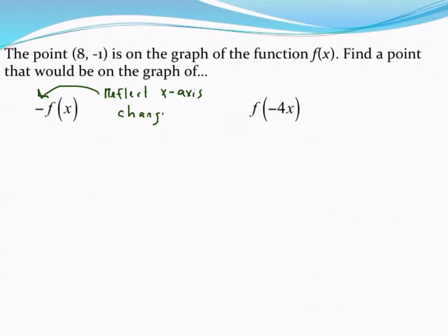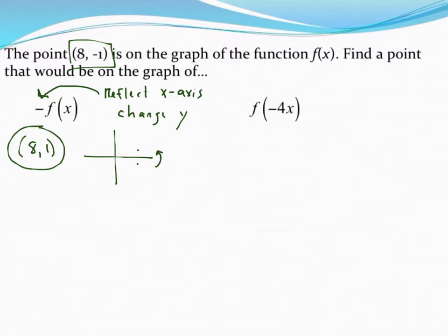If you need to see why that works, you can make a quick sketch and see what's going on. If I imagine the point 8, negative 1, that's what they gave me this time, the point 8, negative 1 would be located somewhere down here. And if I reflect over the x-axis, that point would be located up here. Which would just be 8, positive 1. So it may seem counterintuitive, but it makes sense if you stop and think about it for a second. My new coordinate would have a different y value to reflect over the x-axis.